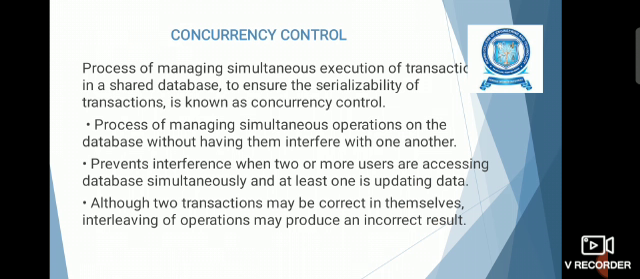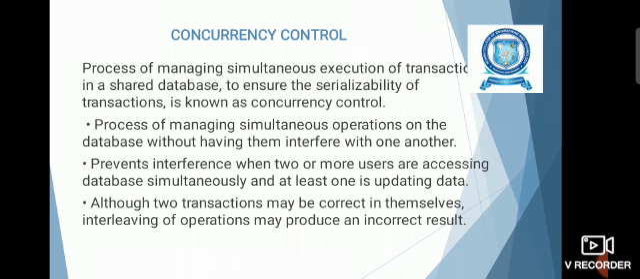Now let us see what is meant by concurrency control. It is the process of managing simultaneous execution of transactions in a shared database to ensure the serializability of transactions. It is the process of managing simultaneous operations on the database without having them interfere with one another.